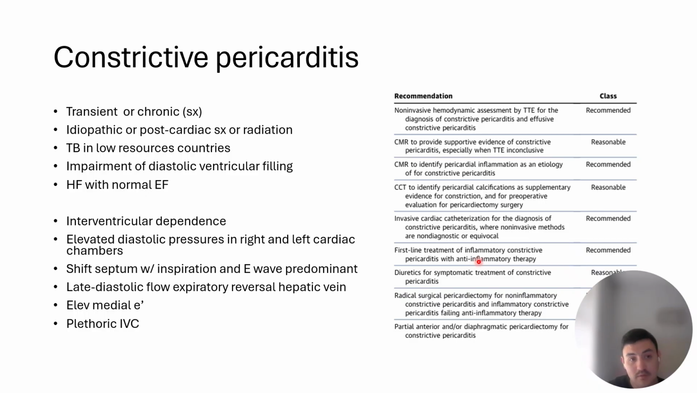Anti-interleukin 1. Why? Because it can decrease the constriction. Diuretics are recommended for symptom management, and then radical surgical pericardiectomy when those anti-inflammatory treatments don't work, or the disease is non-inflammatory and chronic, then you may consider this. In radical, they are against a partial pericardiectomy.